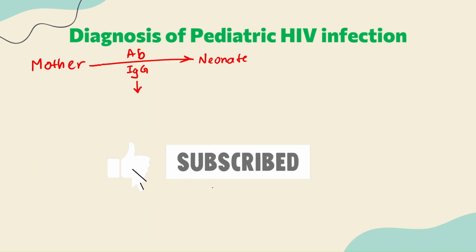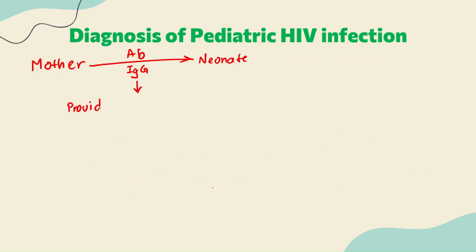Why are these antibodies going? Because these maternally transferred antibodies provide immunity to the newborn for the initial 18 months, because after 18 months these maternal antibodies kind of disappear, guys. Okay, so this is happening. This is a very basic thing that we know.